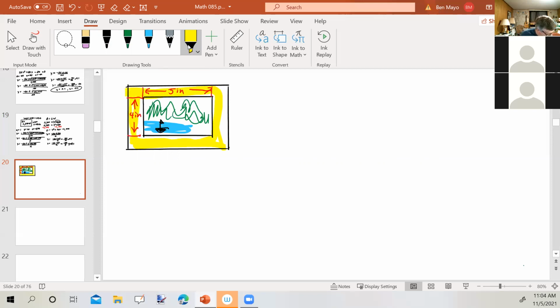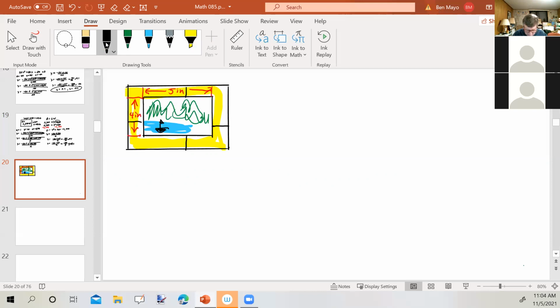It says, the matting around the picture has a uniform width. So basically this distance right here is the same as this distance, is the same as this distance, is the same as this distance, okay? The matting or the frame around the picture is uniform width. How wide is the matting if its area equals the area of the picture, round to the nearest hundredth of an inch, which tells us that when we get down to the end, our quadratic formula isn't going to come out nice.